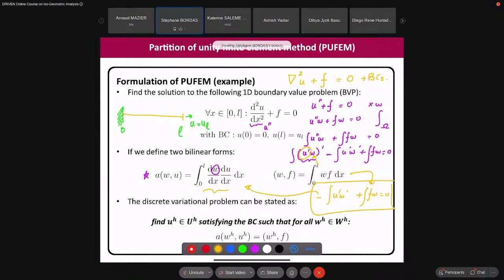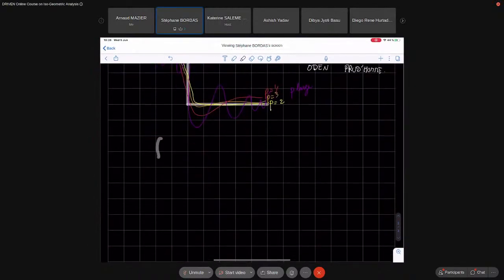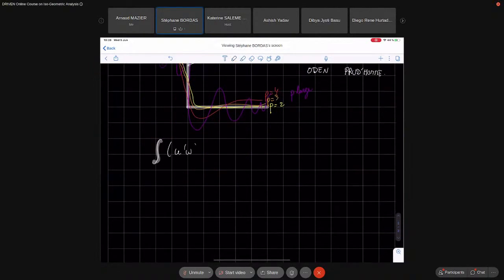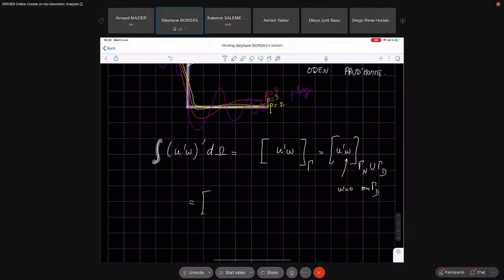So I skipped one step here, which maybe you'd like to understand better. This is the integral of u prime w prime d omega. This is the evaluation of u prime w over gamma, but gamma is the union of gamma Neumann and gamma Dirichlet. On gamma Dirichlet, w equals 0, which means that this thing boils down to u prime w on gamma Neumann, because the other part must be 0 because w is 0. And on gamma Neumann, it happens that u prime equals q imposed, which is the Neumann boundary condition, which means that this thing is simply q w over the Neumann boundary.